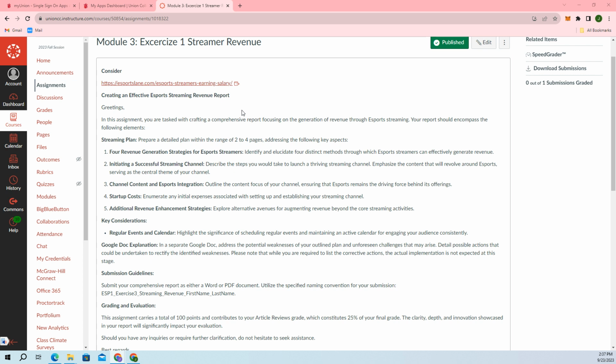So you're going to make a streaming plan. How are you going to get from zero to streaming revenue? So, for revenue generation strategies for esports streamers, what are 4 different ways that you can effectively generate revenue as a streamer? Initiating a successful streaming channel, describe the steps you would take to launch a thriving streaming channel, emphasize the content that will revolve around esports, serving as the central theme of your channel.